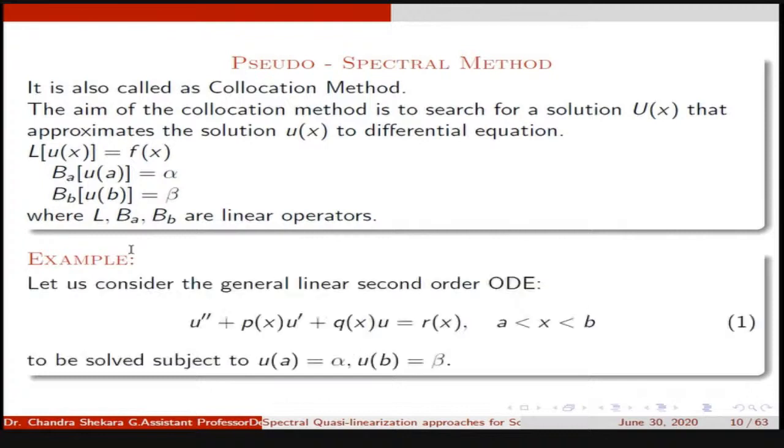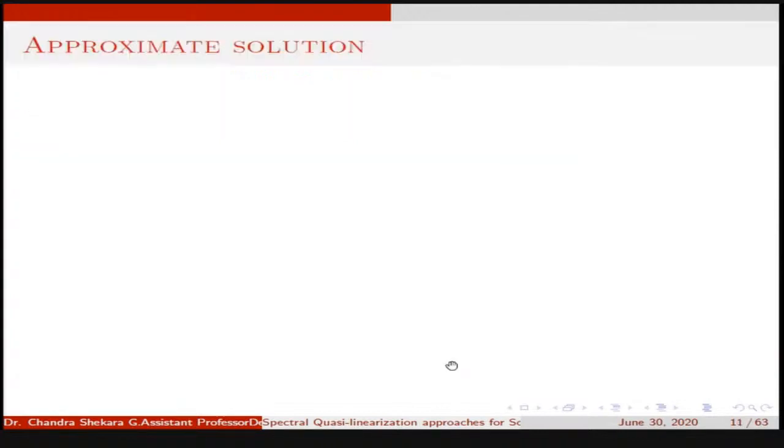So we'll consider the second order linear differential equation in the general form, like this as given in equation 1, subject to the conditions U of A is alpha, U of B is beta. We'll solve this differential equation by this collocation method. To solve this, I'll just use the steps I mentioned in the previous slide.